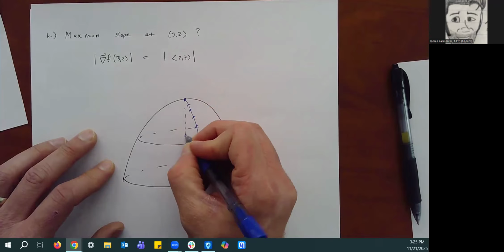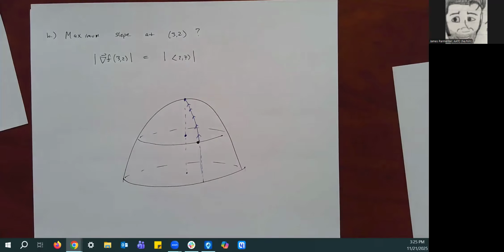So my gradient in 2 dimensions, right? This surface is in 3 dimensions, but my gradient vector is a 2D vector. It does not have a k component. It has the x and the y component, the i and j, whatever we call it. But we're not thinking about moving up or down.